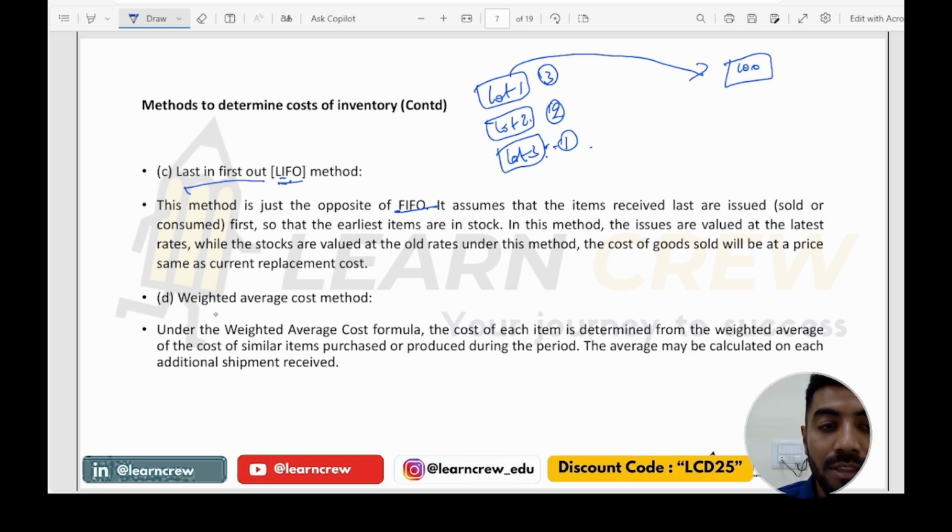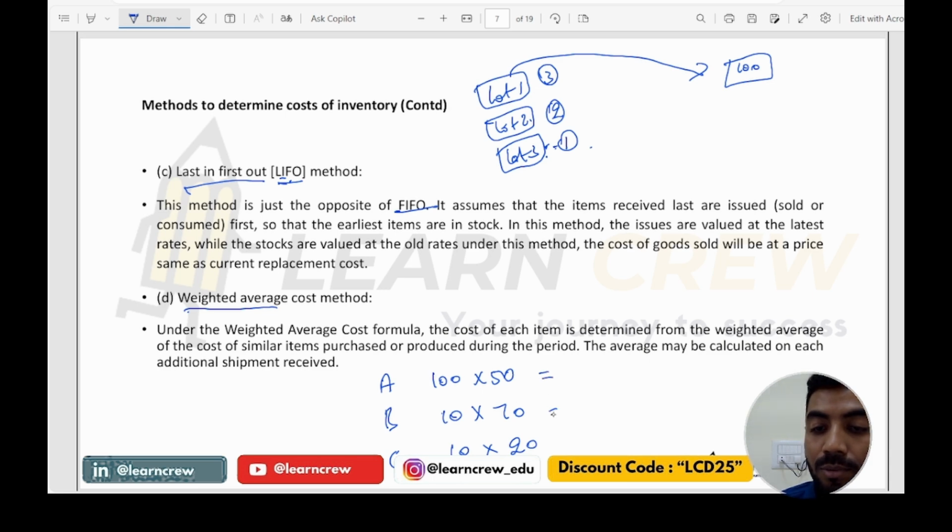Done. And then we have the weighted average cost method. What is this method? Say, for example, you're buying product A, product B, product C. Product A, you're buying 100 quantities for 50 rupees. Then product B, 10 quantities at 70 rupees. Product C, another 10 quantities for 20 rupees. So you're buying different quantities at different prices.